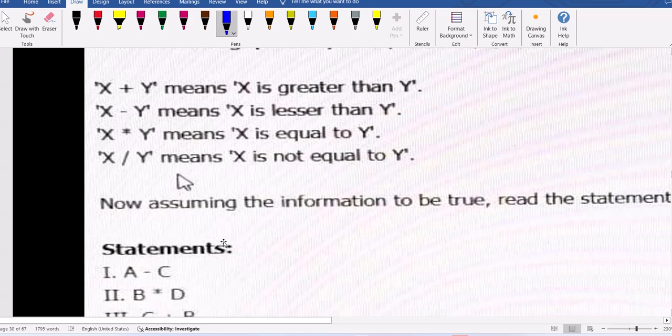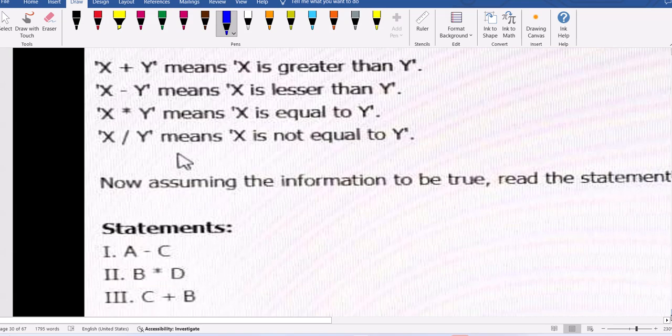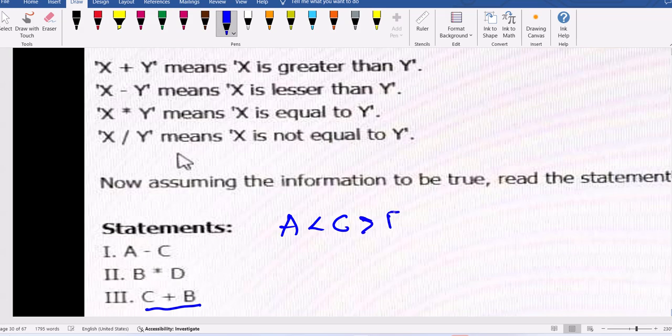Now one more in a similar fashion. Symbol-related questions. They're not focusing much on this model nowadays, but we are giving it to be on the safe side. X minus Y; A minus C means A is less than C. Star: B and D are equal. C plus B: C is greater than B. The statements are shuffled: A, C, then C, B, then B and D.